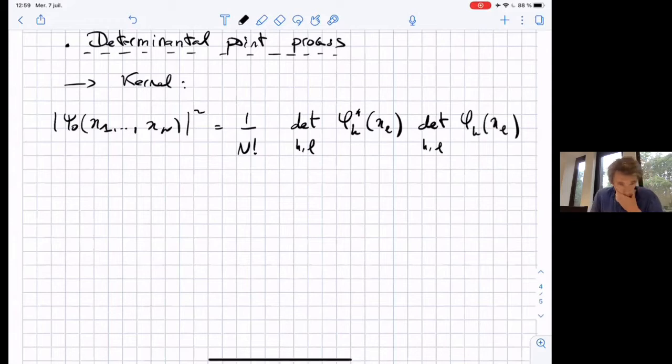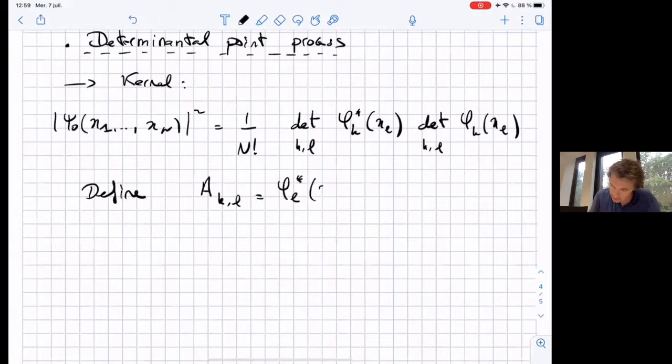Okay. So very good. So let me define now two matrices, which correspond to that one and this one. Let me define the first matrix A with entries A_kl, which are of the form phi_l star of x_k, and similarly B_kl, which is simply phi_k of x_l.